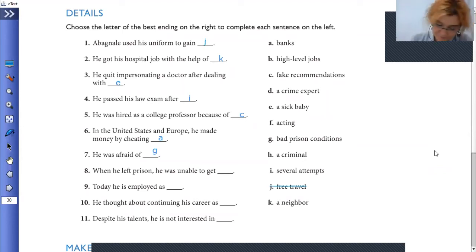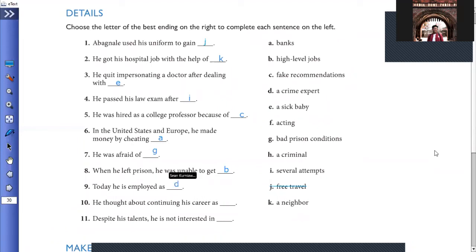I will ask Kevin. Yes, Miss. Kevin, can you do number 8? Number 8, when he left prison, he was unable to get high-level jobs. Yeah, he couldn't get those. B. Yeah. Thank you. 9. Dimas. Yes, Miss. Number 9. 9 is A.